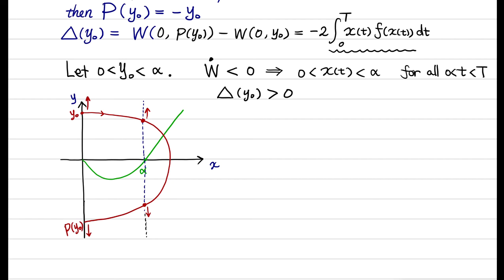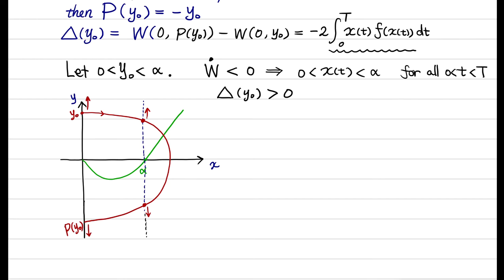So by making y naught large enough, you can make both the height of this intersection with x equals alpha, and p of y naught, everything, the absolute value of p of y naught, everything will grow indefinitely. It's important that as you increase y naught, you can make all these points go to infinity, as large as you want.